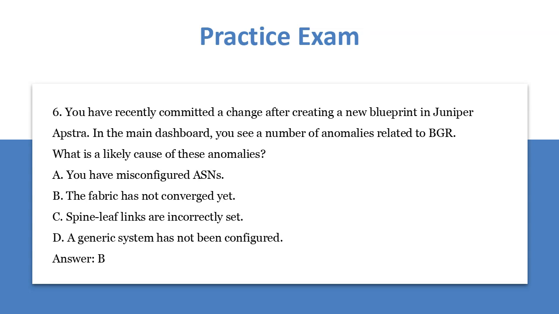6. You have recently committed a change after creating a new blueprint in Juniper Apstra. In the main dashboard, you see a number of anomalies related to BGP. What is a likely cause of these anomalies? A. You have misconfigured ASNs. B. The fabric has not converged yet. C. Spine leaf links are incorrectly set. D. A generic system has not been configured. Answer: B.